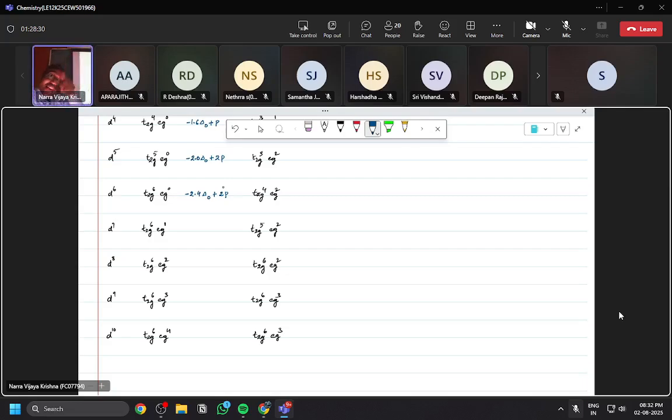Already one electron is paired in d6. Correct or not? Already that pairing energy is there, no? Now after splitting, 3 got paired. Before splitting, 1 got paired. Now what is the gap? 2. Therefore, I have to write it as minus 2.4 delta naught plus 2P. Is it clear? Next.